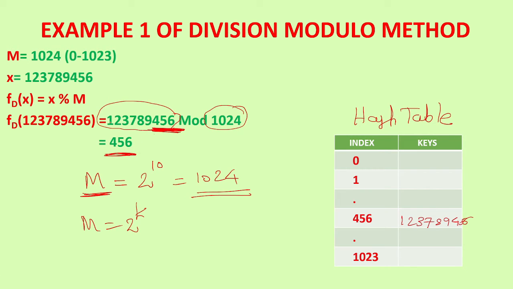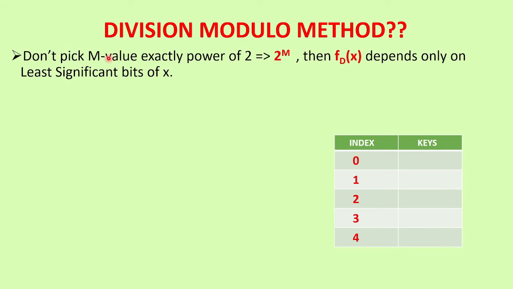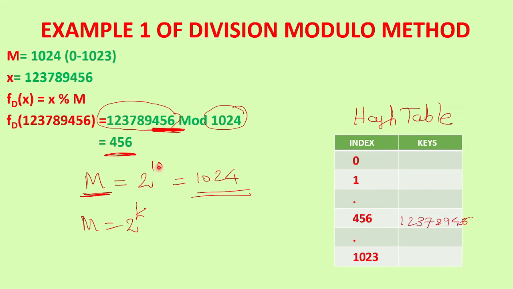So other bits won't participate in the hash function. That's why this method is not perfect, and not a very good method, if m is a power of 2. So we should not pick an m value that is exactly a power of 2, because if you use m as a power of 2, the answer will always be the least significant bits, that is, the last 3 digits or last 2 digits, whatever is there at the end.